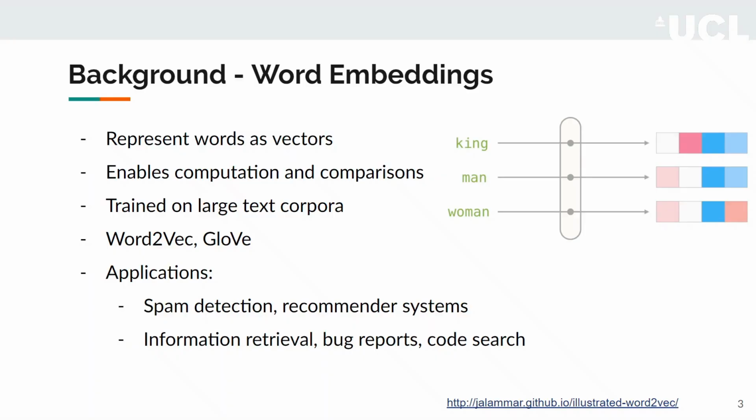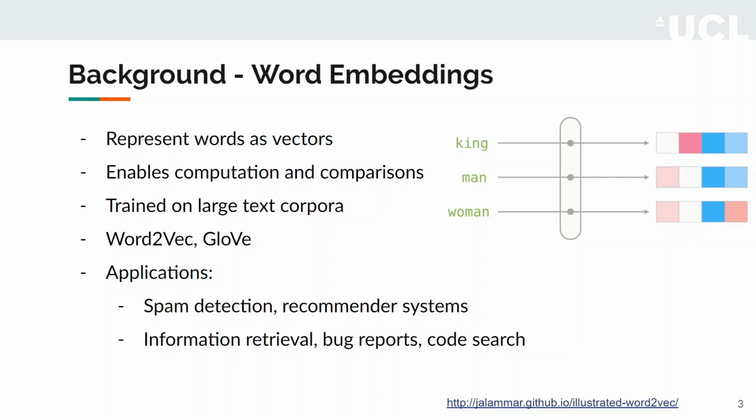In order to start this off, we'll have a look at a small background on word embeddings. In general, word embeddings can be used to represent words as vectors, which enables computation and comparison as used with normal numbers. On the right-hand side, you can see an example that shows three different vectors: king, man, and woman. And you can see that the colorful representations of the vectors of man and woman are more similar than king and man, and king and woman.